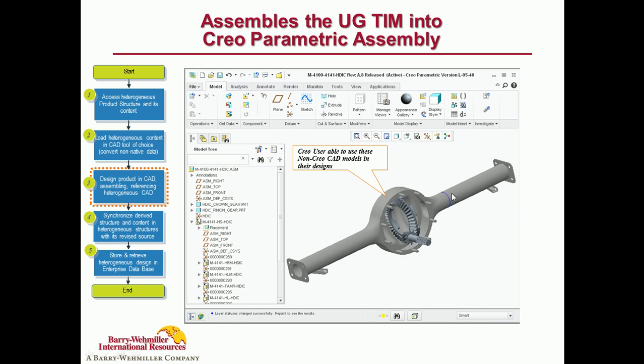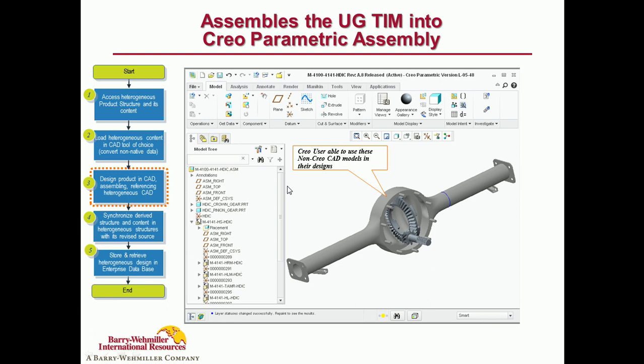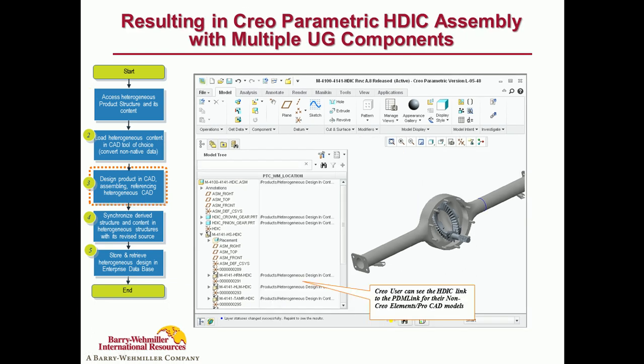So the translated image model in the previous slide again is basically just talking about this non-Creo CAD model that we are accessing within Creo. As you can see, the icon set is quite different from what you're used to within Creo. So this is the assembly of your heterogeneous CAD model. There's model tree options that basically allow you to view the location of each of the files where they're coming from.